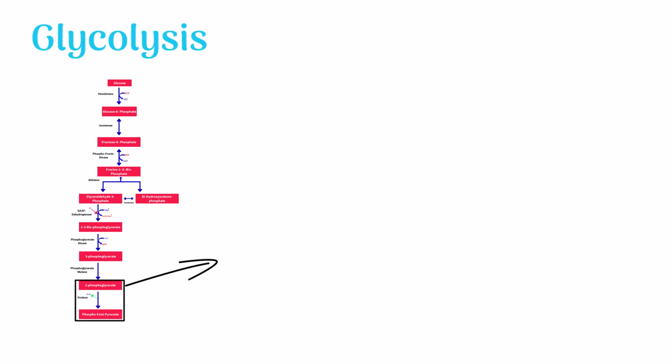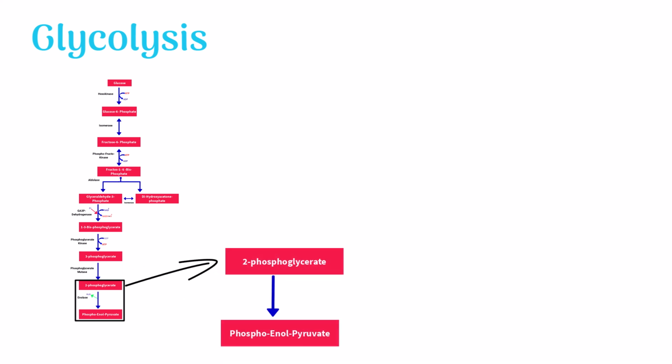In this reaction, 2-phosphoglycerate forms phosphoenol pyruvate. Enolase enzyme catalyzes this reaction. Remember, a water molecule is released in this reaction. Moving on to the next reaction.